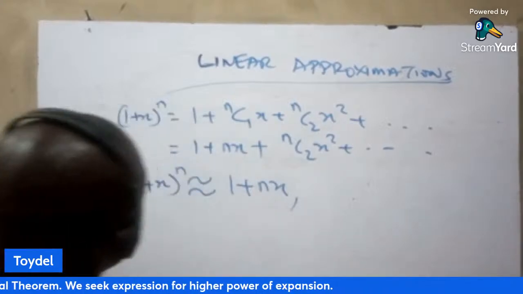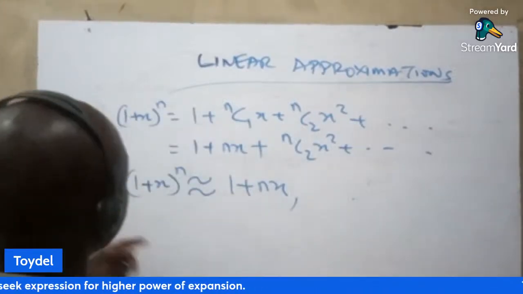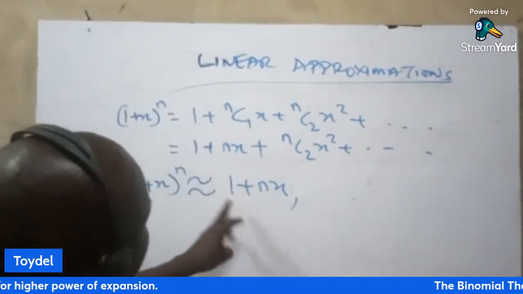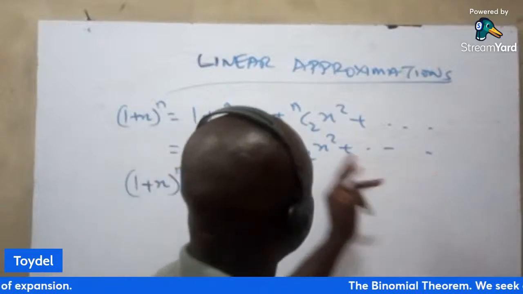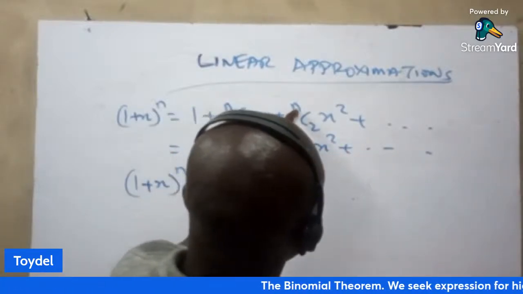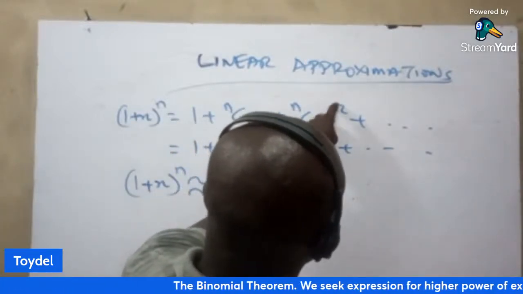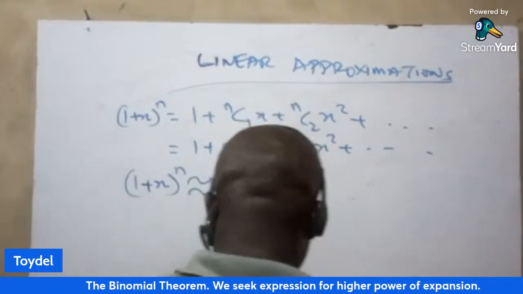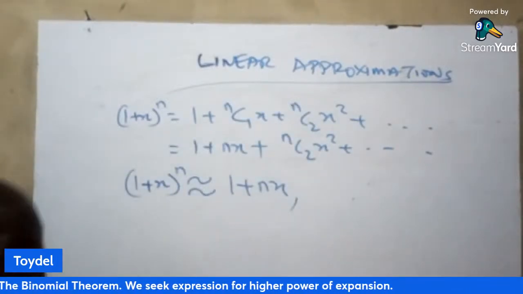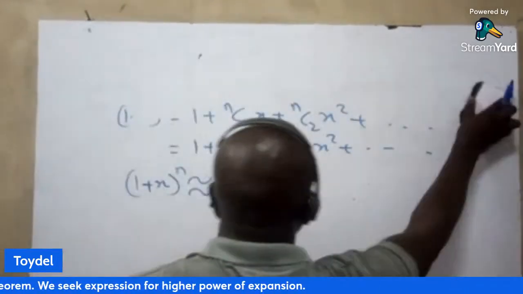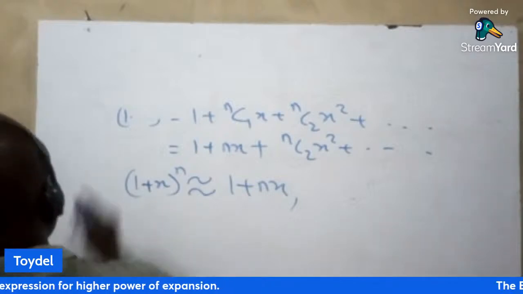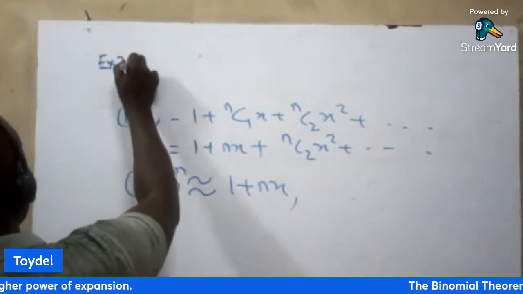So under linear approximation, if we are given any question, we can just approximate. We can truncate every other thing, because the higher the power of x, the smaller the value of the expression that we have, and we can see that from the example that I've given. So let me just give the last example, say example 7 or thereabouts.